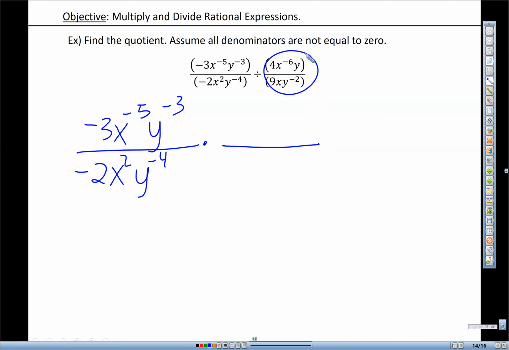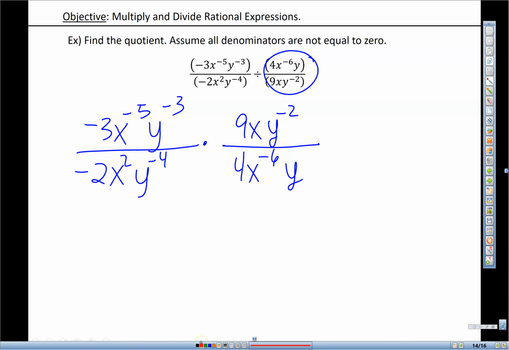When you flip that ratio, all of your exponents stay the same. You're not using your negative exponent rule here. You're using the procedure of multiply by the reciprocal. So the reciprocal of this has to have the same expressions, just moved between denominator and numerator, like so.